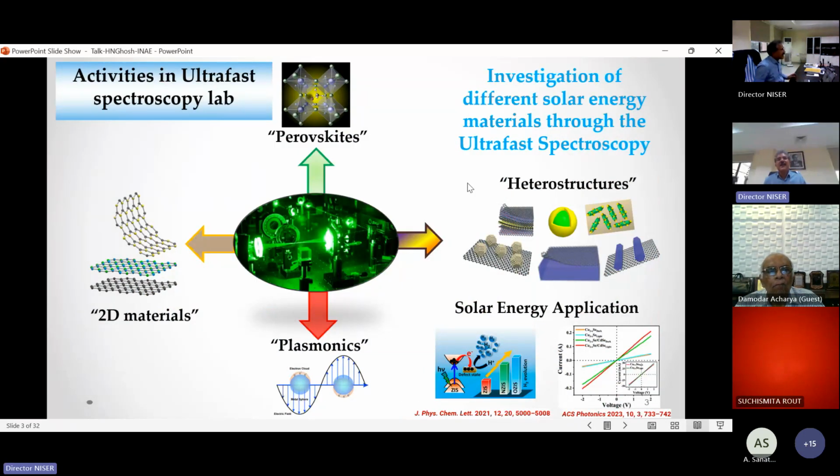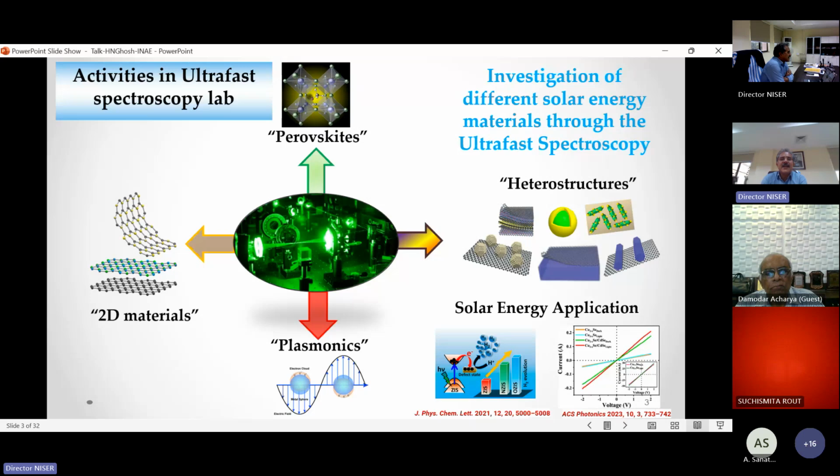First I'll give a little glimpse of what kind of problems we handle in the ultrafast lab. There are 3-4 different types of problems I handle. Basically these are all solar energy materials, and I investigate different solar energy materials through ultrafast spectroscopy. The materials I'll be talking about include perovskite, plasmonics and 2D materials, and there are many more. Why do we need to do ultrafast? I'll come to that point.